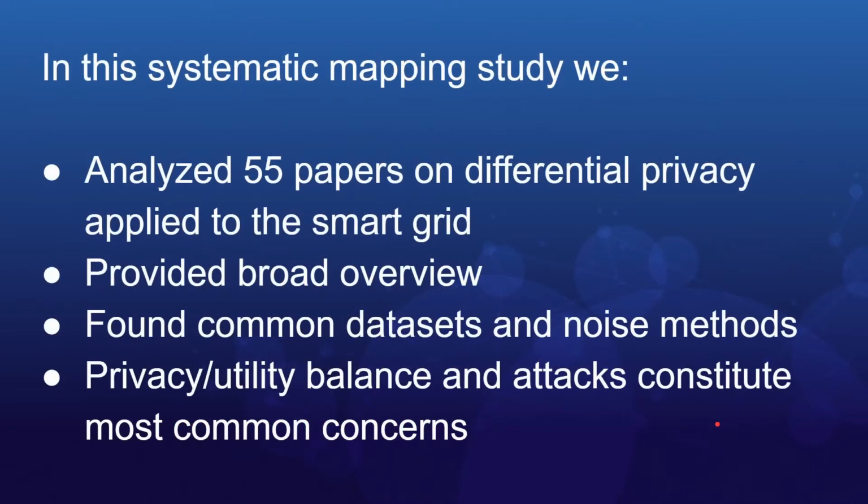In this systematic mapping study, we analyzed 55 papers on differential privacy applied to the smart grid. We provided a broad overview of the research and found what common data sets and noise methods researchers used. We also found some of the most common intentions for future research, the balance between privacy and utility, and how to cope with attacks and still protect user privacy.